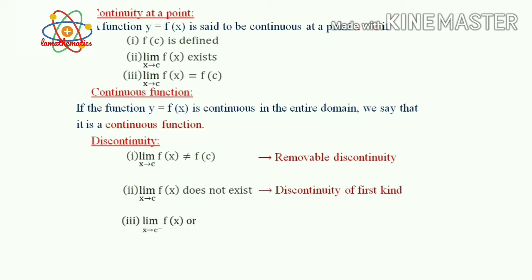Third, limit x tends to c minus f of x or limit x tends to c plus f of x does not exist or is infinite. F of c may or may not exist. This discontinuity is called discontinuity of second kind. Three types of discontinuous functions.